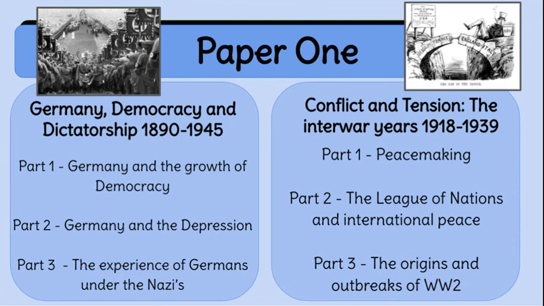Paper one's 2 units that we study are Germany, democracy and dictatorship, and conflict and tension. So within the Germany unit, we're considering the growth of democracy in Germany and then how this began to be eroded in the build up to Nazi Germany, and then the experience of people in Nazi Germany as well. And the conflict and tension unit considers the time period between World War One and World War Two. So it looks at peacemaking attempts after World War One and then the international landscape between those two conflicts and how World War Two originates and breaks out.